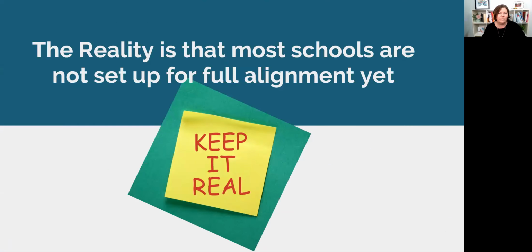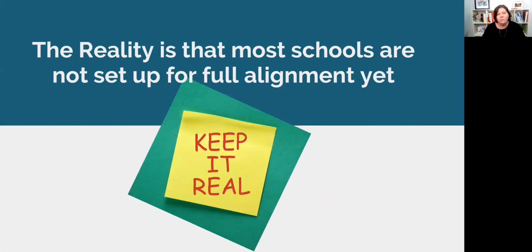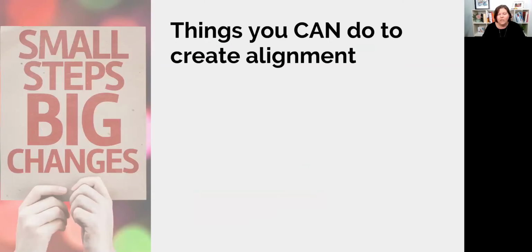Okay, but let's talk about the real world, because it's all very well for me to say, oh, you should do this with all these texts and that's amazing. But if you're sitting here going, yeah, my school's not going to buy that, what happens? Or I have to do things that I know are not the best. What can I do? Here's some suggestions to keep it real.